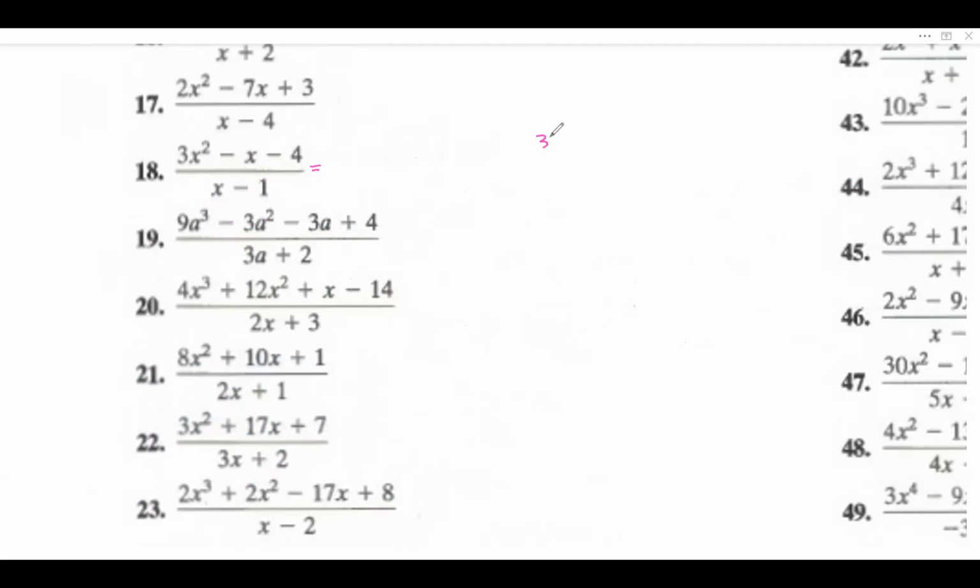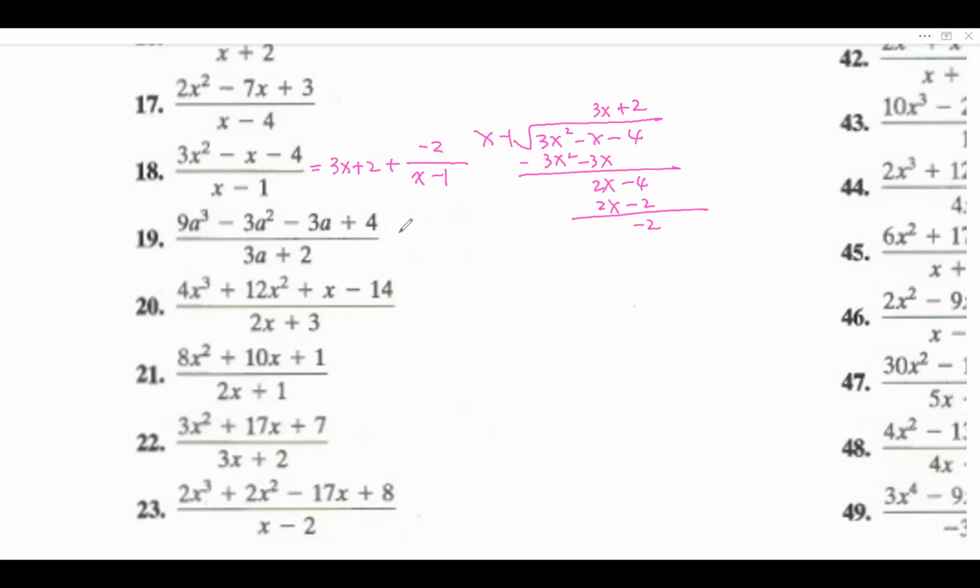So you got 3x squared minus x minus 4 divided by x minus 1, right? So you got 3x squared minus 3x, top minus bottom. So you got a 2x right here, right? Top minus bottom, top minus bottom. So you can get a 2x. So you got a positive 2, right? Minus 2, so you got negative 2. This remainder is negative 2. So here you got 3x plus 2 plus negative 2 over the denominator. So you copy this denominator right here, right?